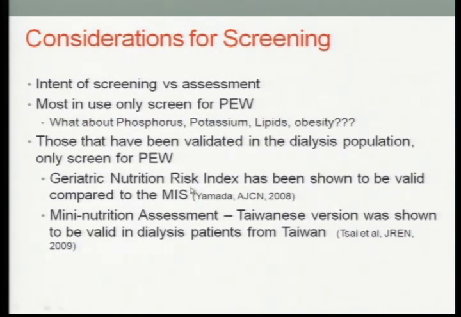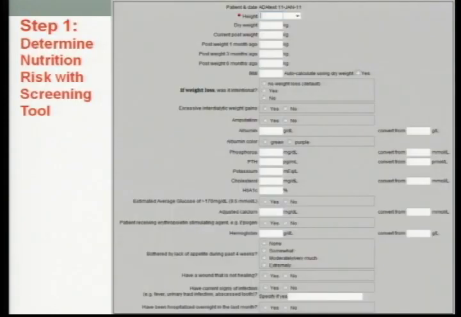So just a few considerations beyond protein energy wasting. Currently, all those screening tools I showed you before, Determine, MNA, MUST, MST, none of them contain anything but protein energy wasting parameters. So we had to create something that went beyond that, and that's what we did. So this is our screening tool. Let me give you the quick and dirty.